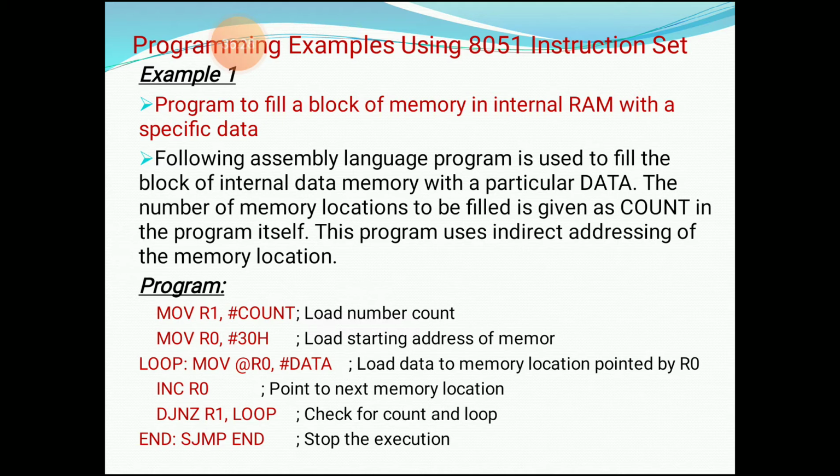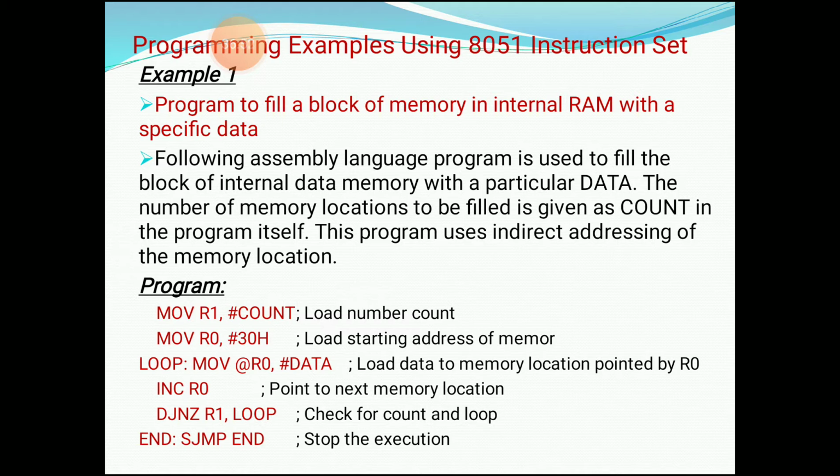So the program consists of various instructions. MOV R1, #count: this instruction specifies the number of locations required to copy data into. And MOV R0, #30H: this instruction loads the starting address of the memory location where you want to load the data.